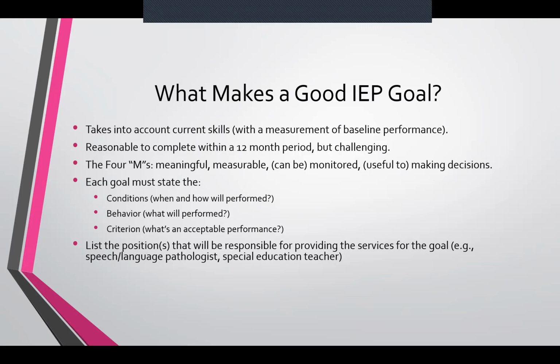When the goal's written, it's written with a specific formula where it talks about the conditions of when the behavior or skill will be performed, what exactly the skill or behavior is, and the criterion for what would be an acceptable level of performance of that skill or behavior. And then it's going to list the people that are going to be responsible for providing the services that will allow the child to achieve that goal. So things like a speech pathologist, special education teacher, general education teacher can be listed here, and other folks at the school or through the AEA here in Iowa.